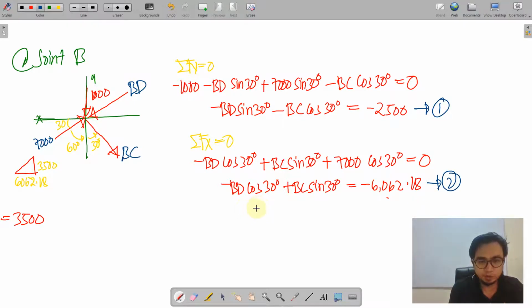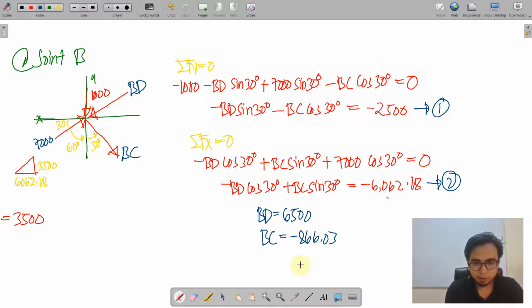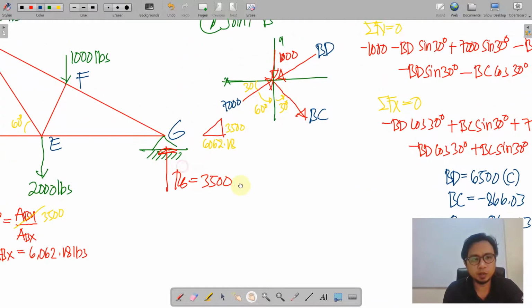We have BD is equal to positive 65 and BC equal to negative 866.03. So 65 positive simply means we have a correct assumption on the direction of the BD. BD is initially assumed to be compression, so we yielded a positive answer. So this is really a compression orientation. BC is initially assumed to be tensile, and we yielded a negative value. So we're going to correct BC is equal to 866.03. This is also compression. So moving on, let us review what we have got here.